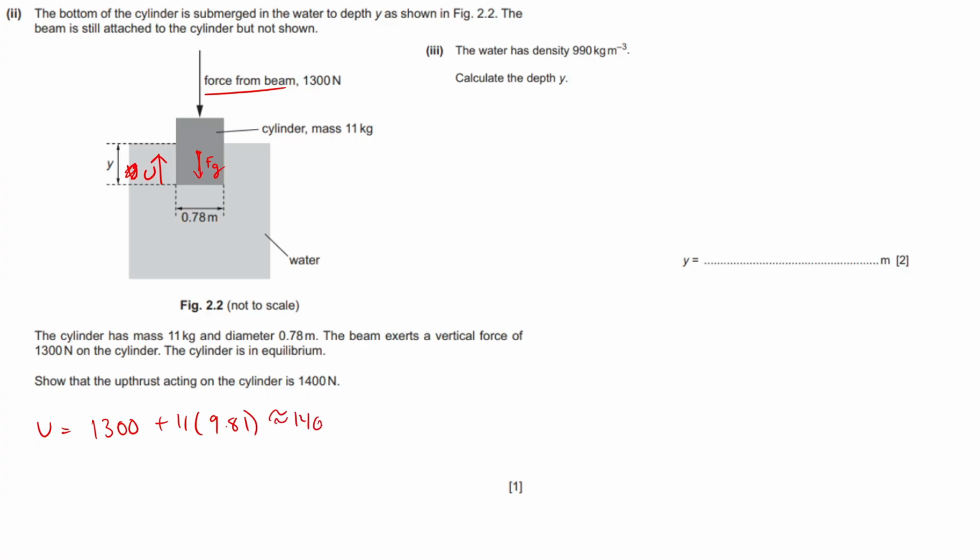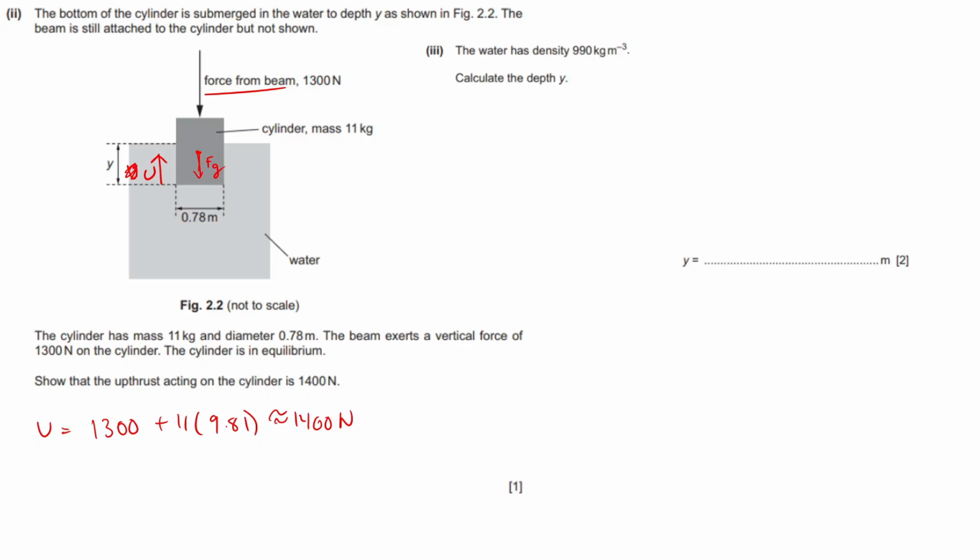And I kind of just substituted in here, but the force of the beam is going to be 1300, and then the Fg is going to be 11 multiplied by the gravity constant 9.81, and that should be roughly equal to 1400 newtons. So the water has a density of 990 kilograms per meter cubed. Calculate the depth of y.